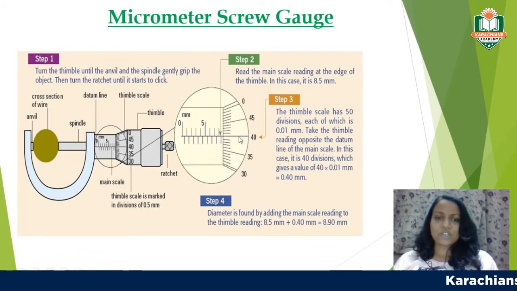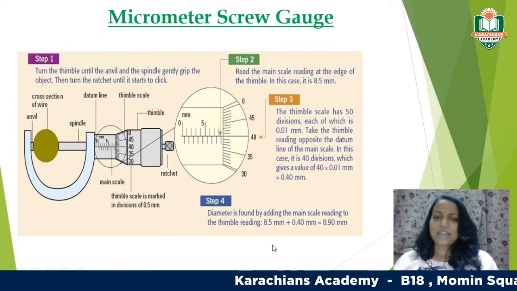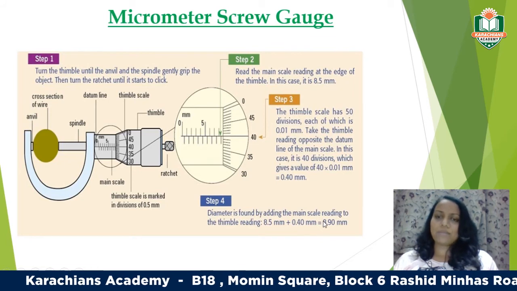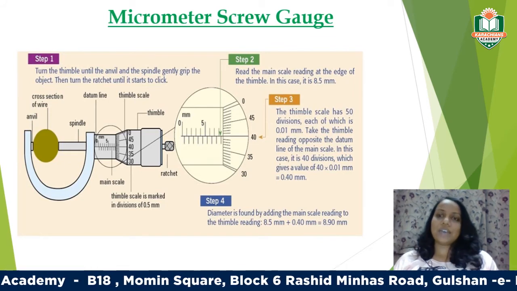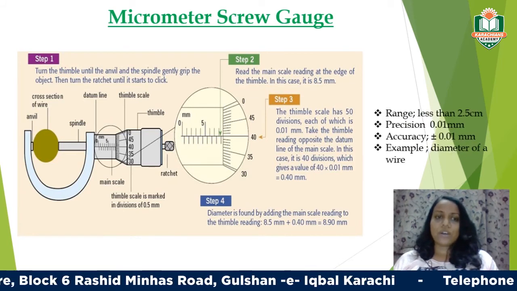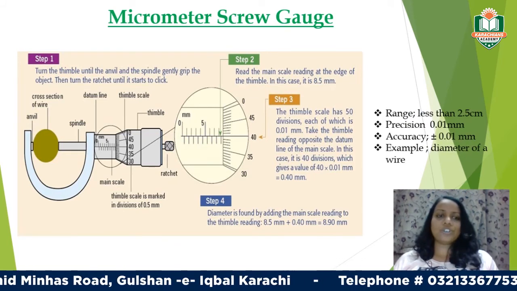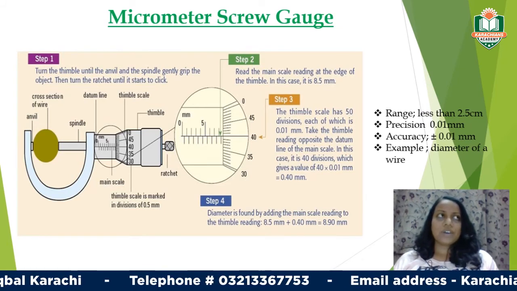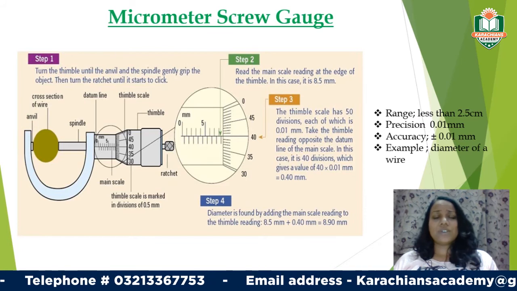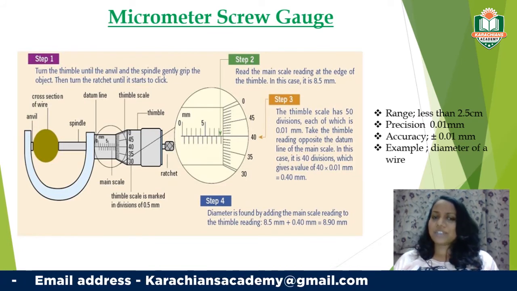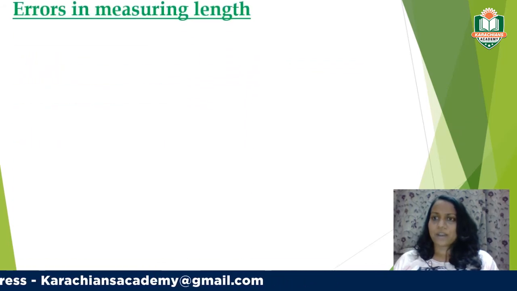And your thimble reading, when you look closely, it's in line with this, which is 40. But you multiply 40 with 0.01. So you have 0.04. You add them both, 8.5 and 0.04 will give you 8.9 millimeters. That is your reading for your thickness of your wire. So here the range for a micrometer screw gauge is around 2.5, which is normally less than 2.5. The precision is 0.1 millimeter, and similarly the accuracy is the same.